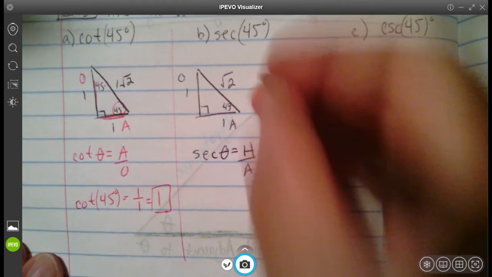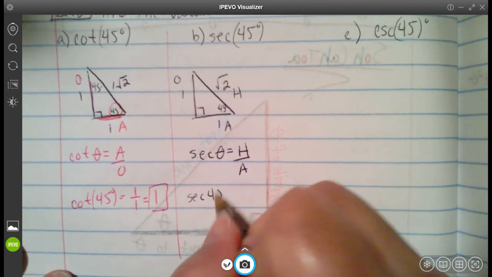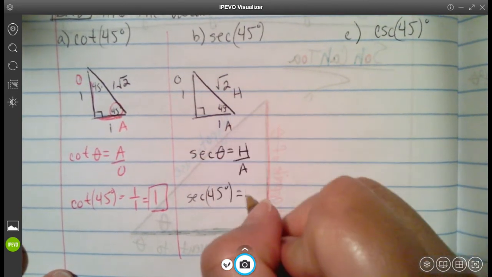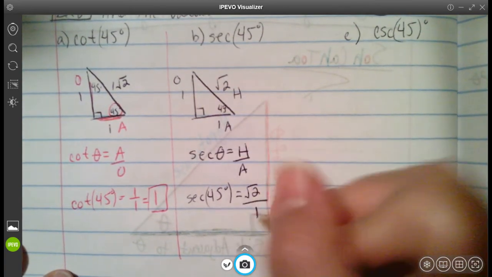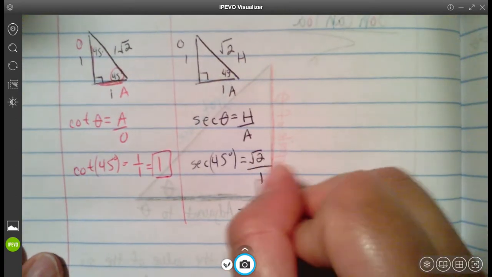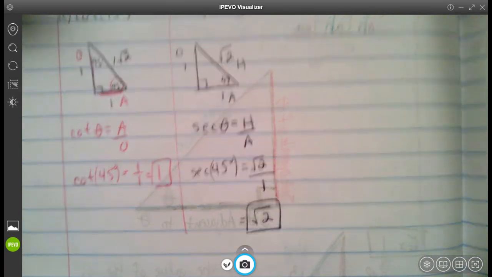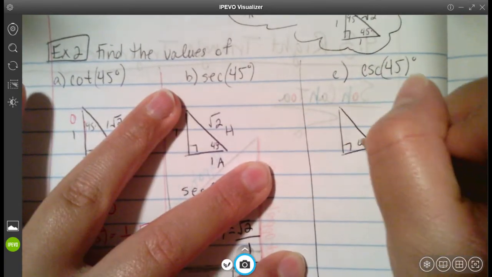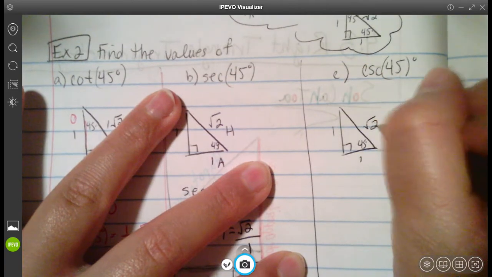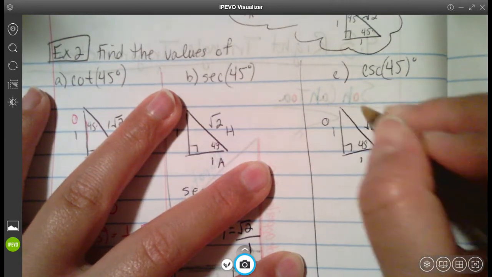Okay, so I'm going to have to use my h for this one. I'm going to do secant of 45 degrees equals the square root of 2, because that's my h, over my a, which is 1. And this just reduces to square root of 2 because anything divided by 1 is itself. Okay, and last but not least, we have cosecant of 45. So again, let's do our reference triangle, 45 degrees, 1, 1, square root of 2. And let's see, opposite, adjacent, hypotenuse.